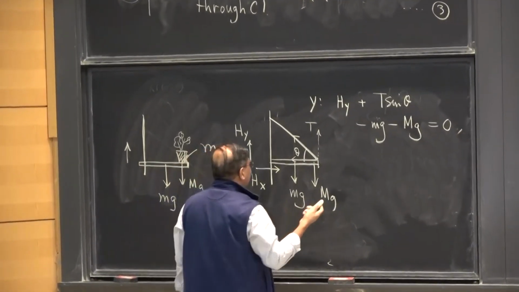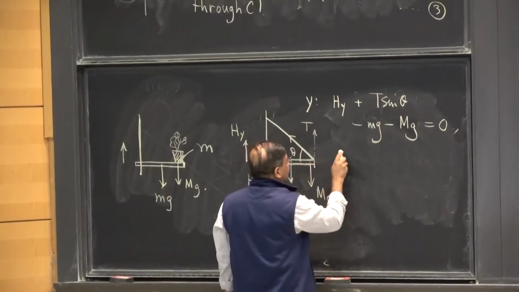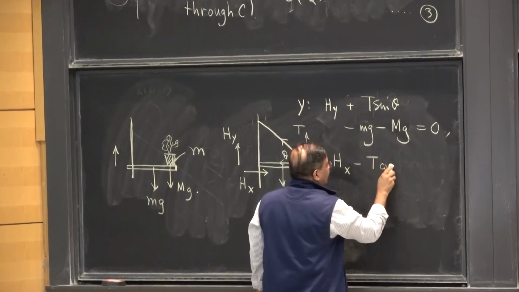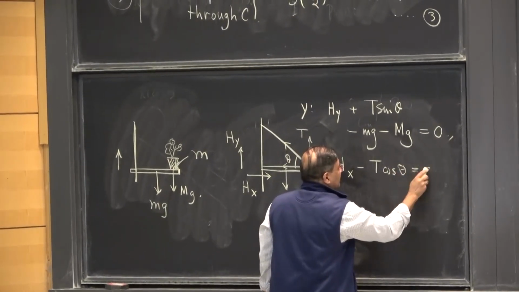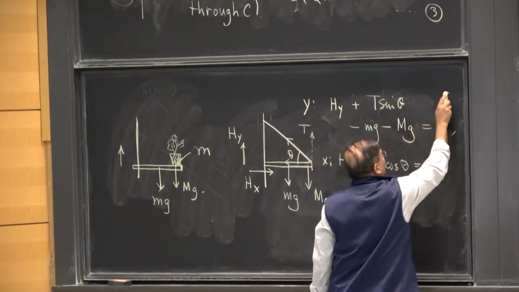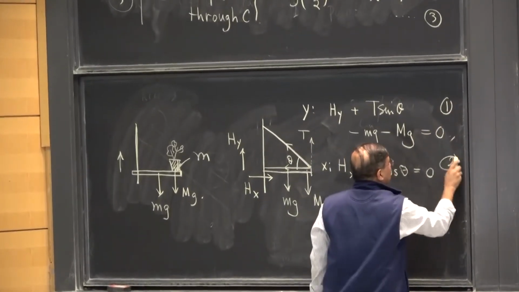Similarly, I can put in x. X is very simple because H sub x is to the right, so let's take it as positive, minus T cosine theta, and this must also be 0, so that is for x. So I have equation 1 and I have equation 2.